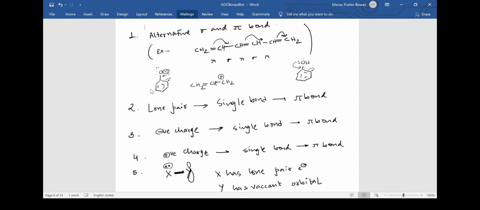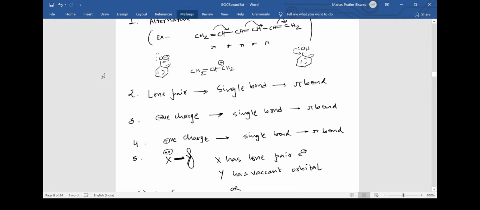So you have seen the first 3 conditions, and now we will see condition number 4 and the consequent example. In condition number 4, if we have a positive charge, then a single bond, then a pi bond, then also resonance can occur.